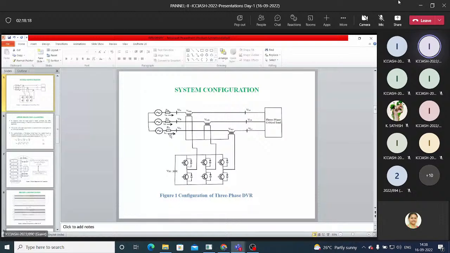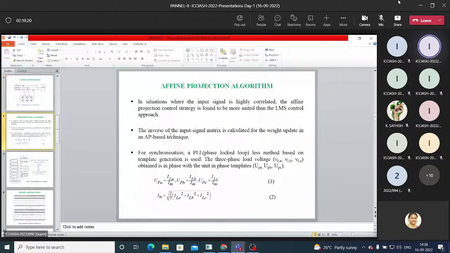A fine projection algorithm. In situations where the input signal is highly correlated, the fine projection control strategy is found to be more suited than the LMS control approach. Here, the inverse of the input signal matrix is calculated for the weight update. For synchronization, template generation is used. These are the equations for the template generation.